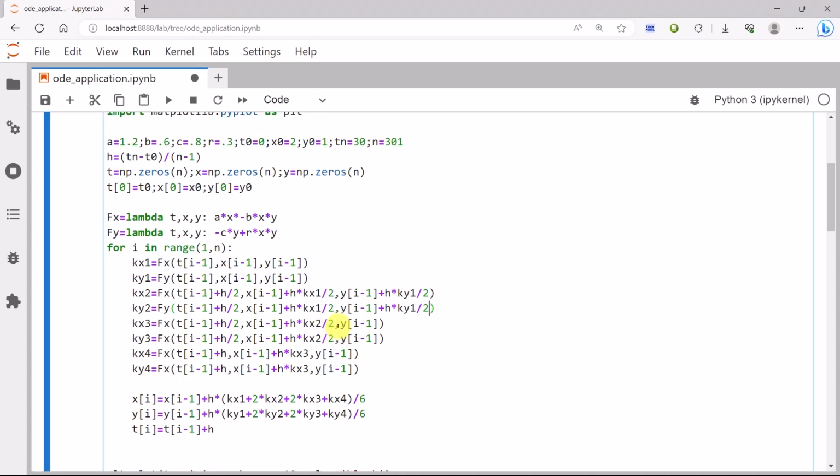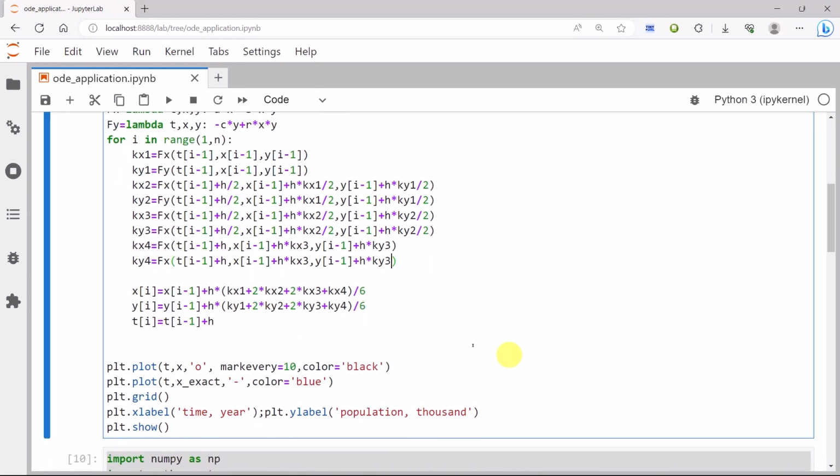Then in calculation of 3, this should be ky2 by 2, and in the same way here it should be ky2 by 2. This is hkx3. That means here I'll have hky3. So this actually completes it. But now I have to plot it.